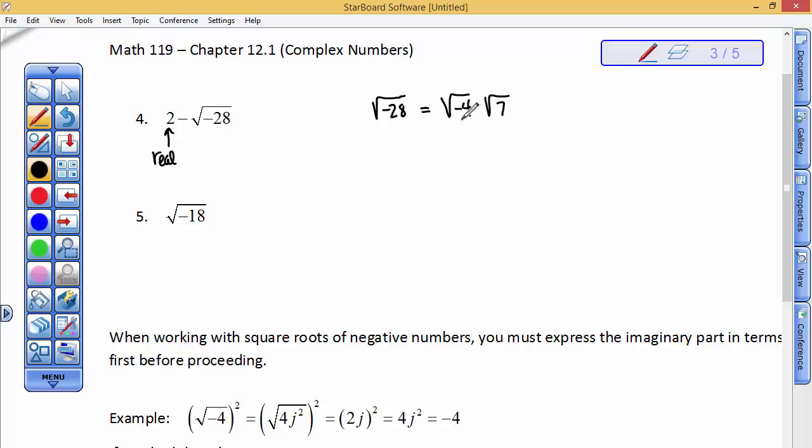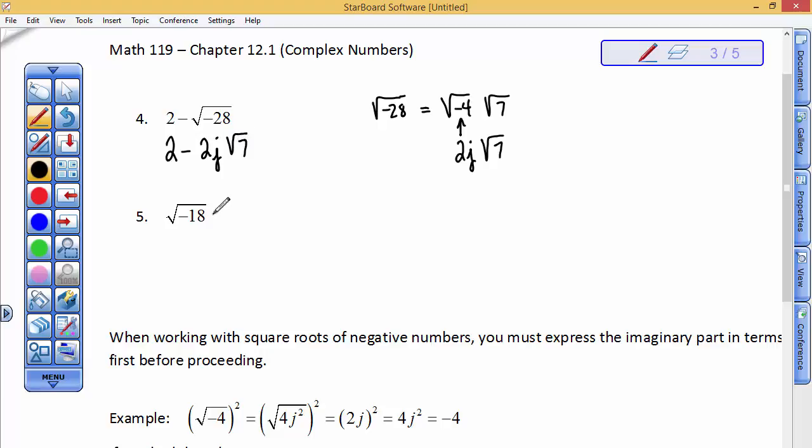I've proven this to myself 100 times over, that the square root of a negative 4 is 2, and then don't forget the j. Square root of 7 has to stay underneath because it's not a perfect square. I take this term and I'm going to go ahead and erase this. I put it right after this minus sign, and I have now simplified this complex number. Again, this is the real part. This is called the imaginary part.